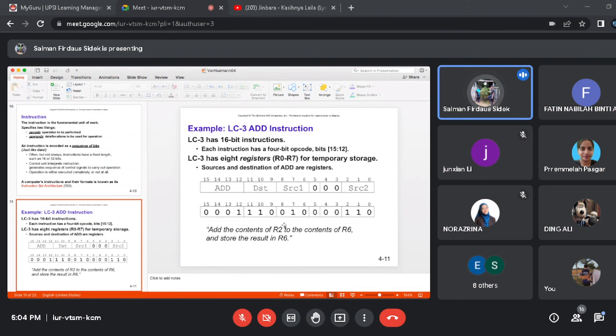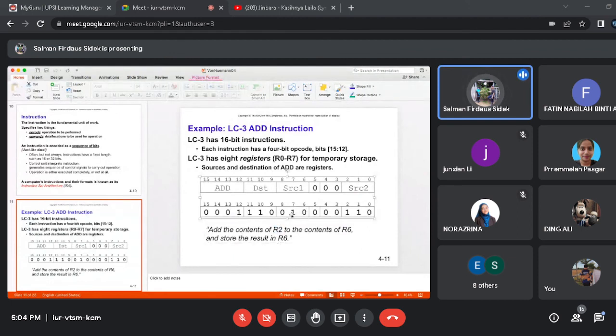Let's say the example instruction is this one: 0001 110 010 00110. In a sentence, we can say add the content of R2. R2 is the first source, which is bit 6 until bit 8.